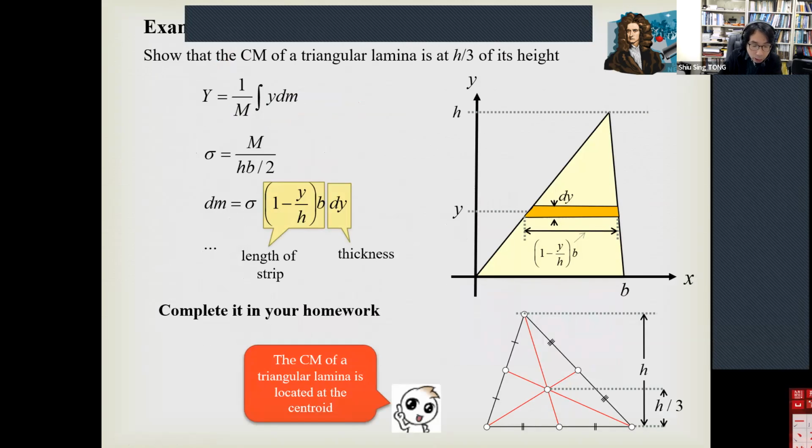Now you may want to know how it would be in the case of a triangle. For a uniform triangle, where will the center of mass be? Now I'll tell you the answer. The center of mass of a uniform triangle is at the centroid of the triangle. Now what is a centroid? I will first introduce this concept in case you haven't heard about it.